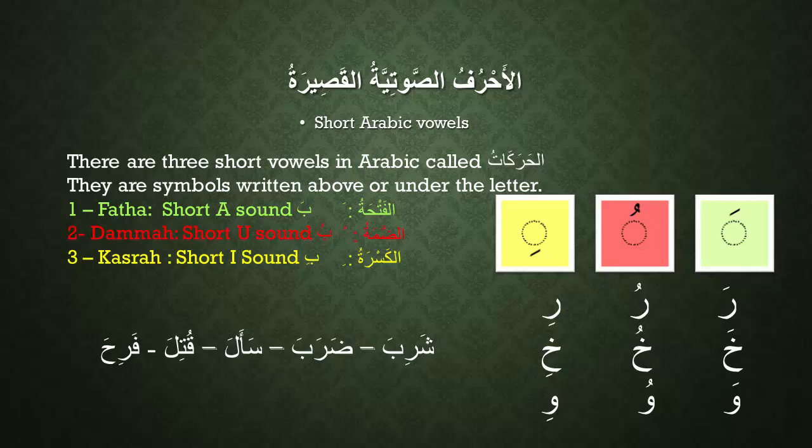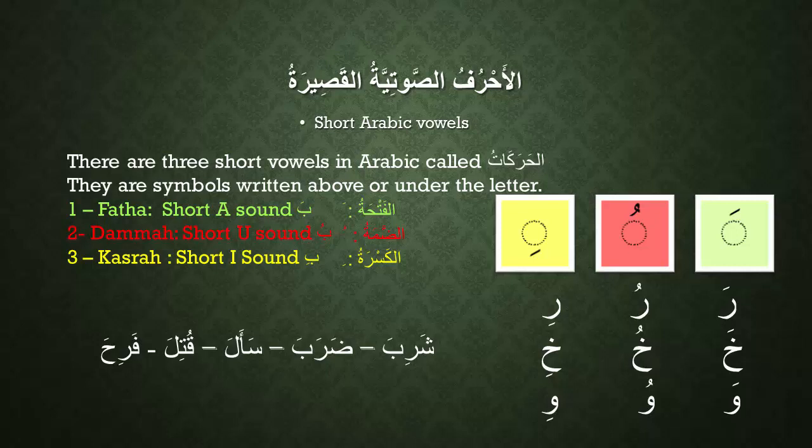Short Arabic vowels. There are 3 short vowels in Arabic called al-harakat. They are symbols written above or under the letter. The first one is fatha, which makes a short a sound. For example, ba, ba, and it's written above the letter. The second one is damma, which makes a short u sound. For example, bu, bu. It's also written above the letter.